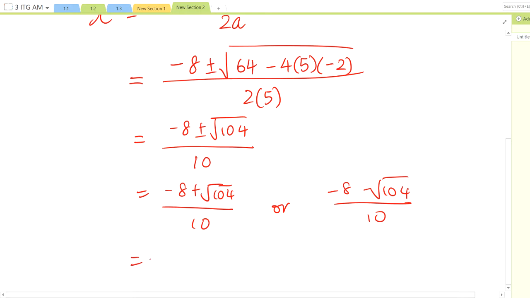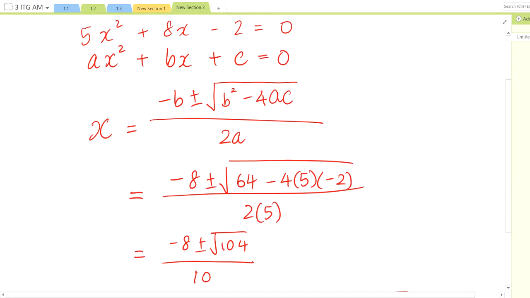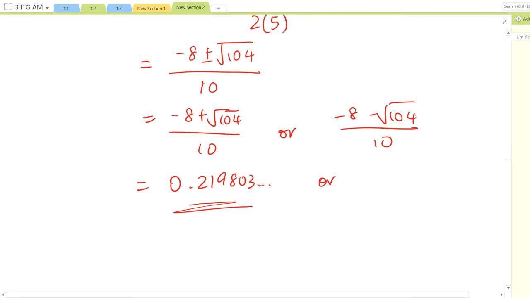So you get to use your calculator, hang on. Okay, root 104 minus 8 divided by 10. 0.219803 and so on, or x is equal to something else. So we see that actually these values, I cancel it already. Do you all get this earlier on when you use your mode 3? Yes. So it's the same. Then we need to round it off to 3 SF, 0.220 or the other one. Okay, too lazy to calculate it out.